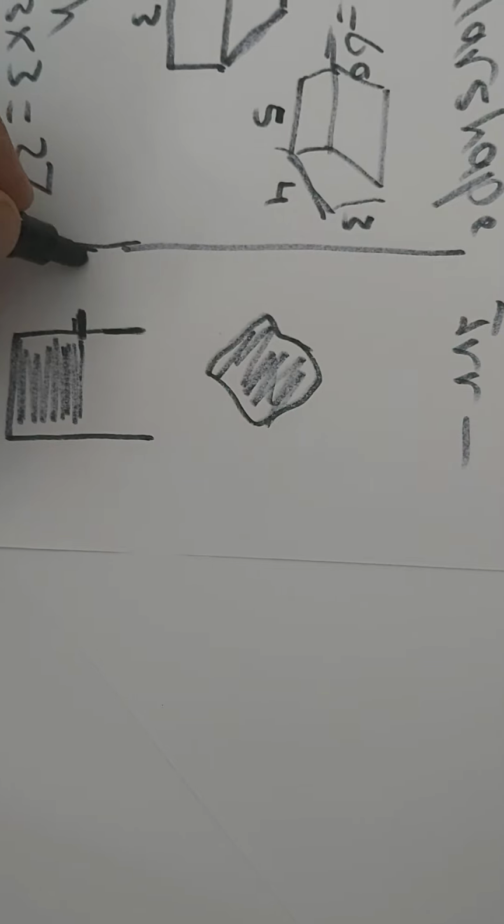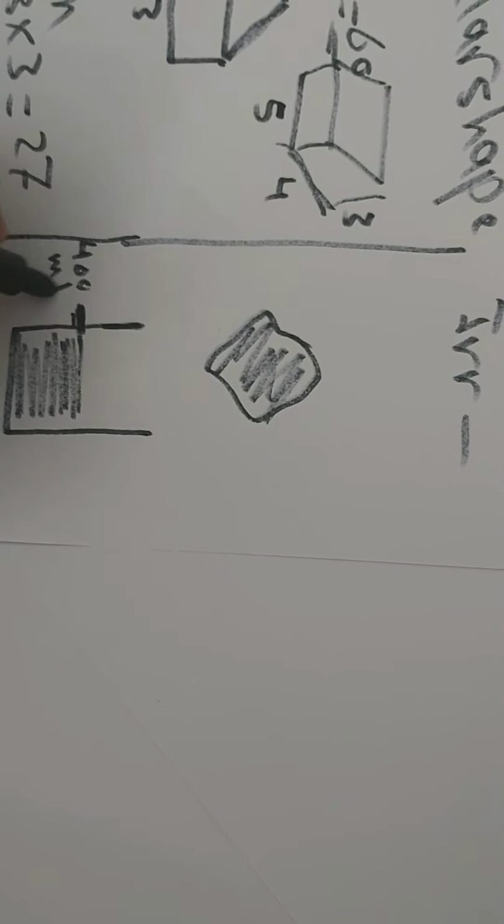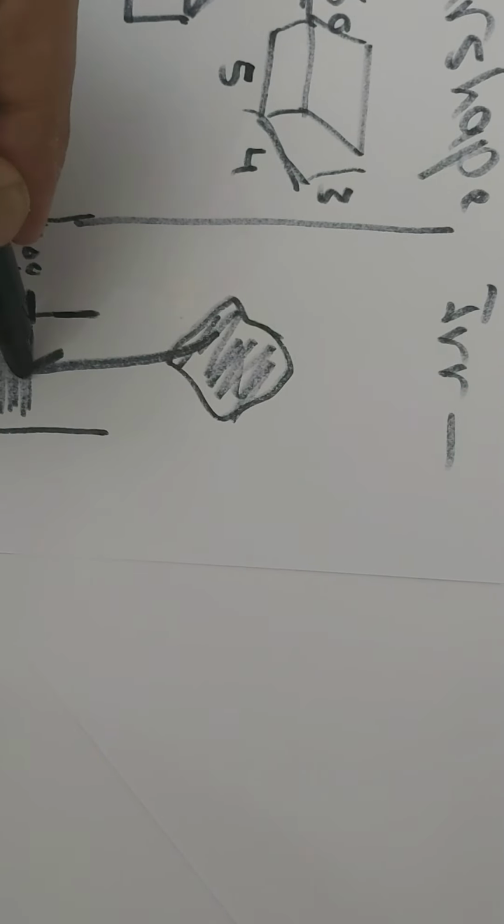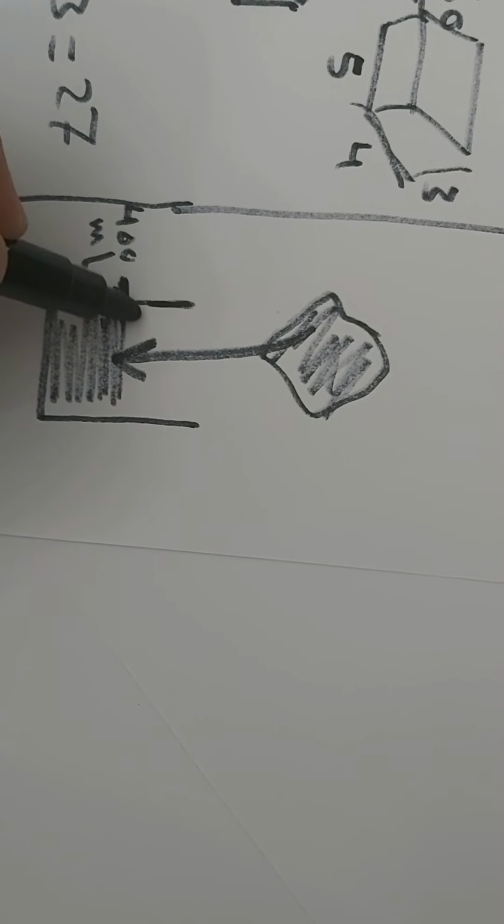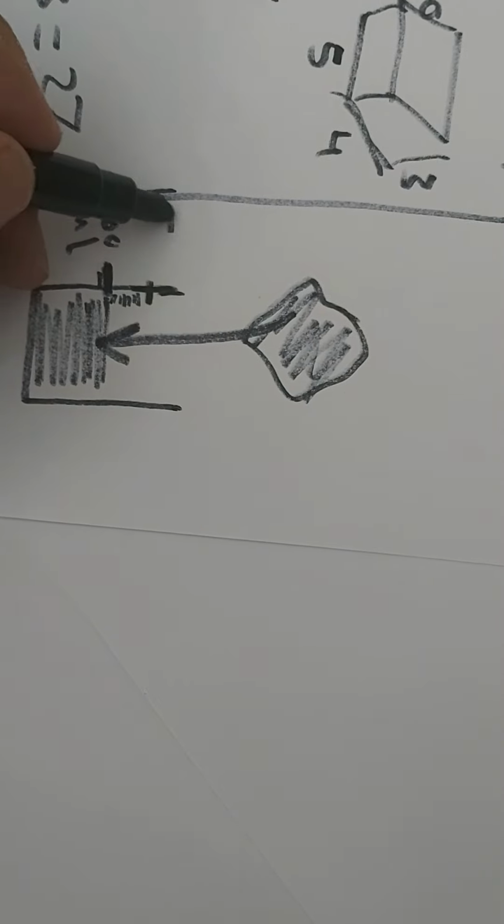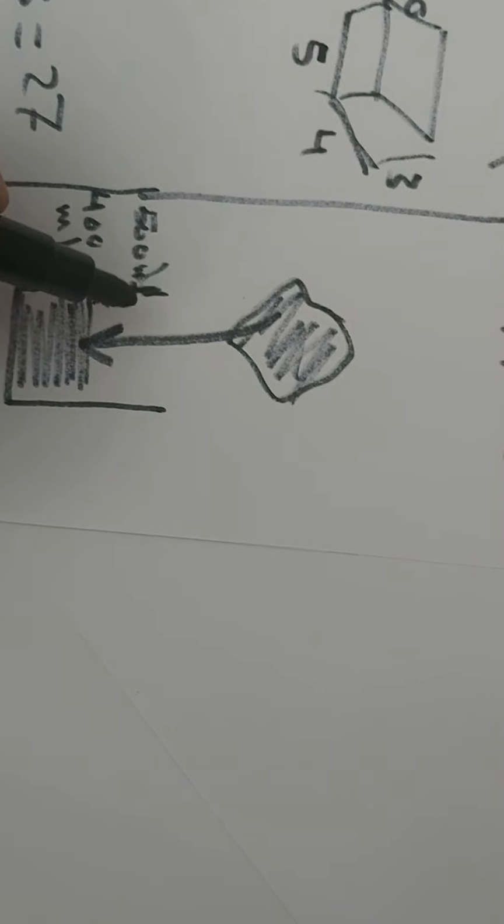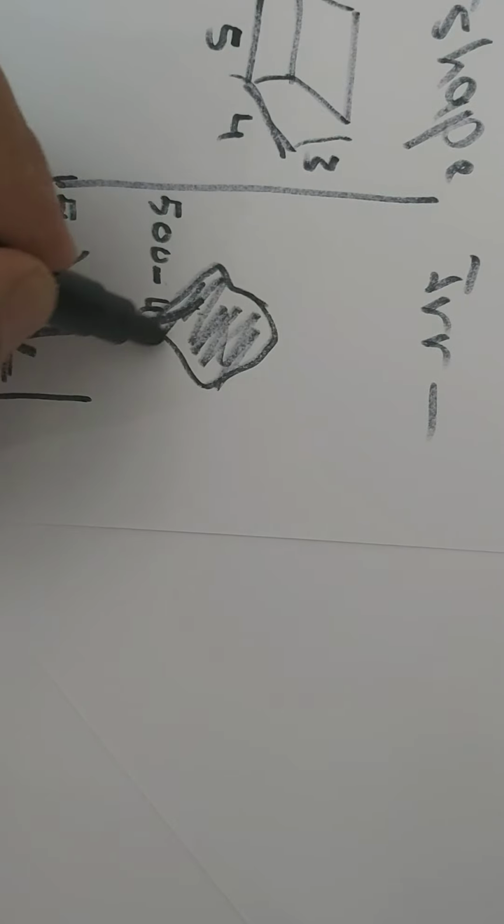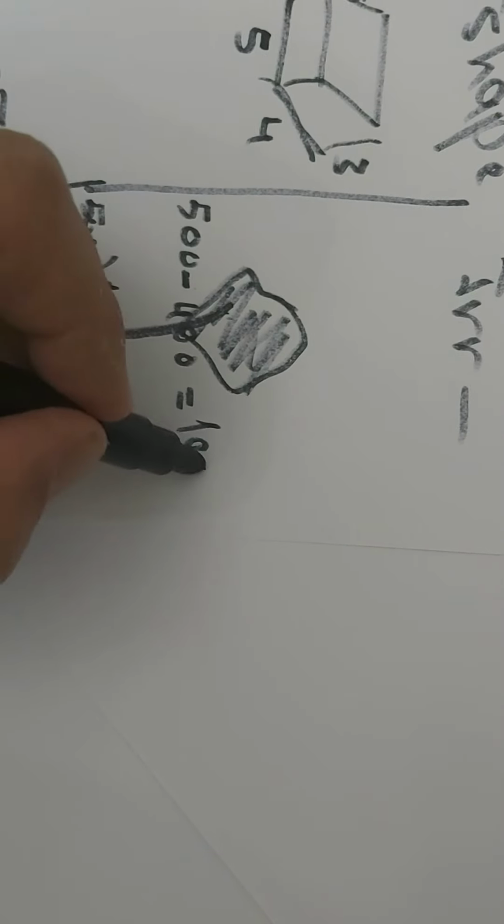For example, 400 milliliter. You put 400 milliliter of water. Then put this object inside the measuring cup. What will happen? The level of water will rise, for example till here, and this is 500 milliliter. So the volume of this stone is the difference between two levels, 500 minus 400 equals 100 milliliter.